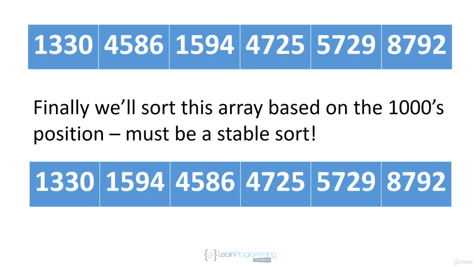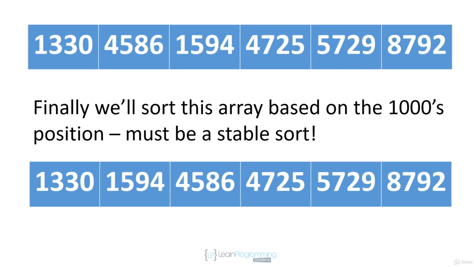Now, maybe you can understand at this point why the sort has to be stable. If it wasn't stable, this radix sort wouldn't work, because at each stage, for example, in this last stage, if 1594 could cross 1330, we wouldn't get the correct sorted order. If 4725 could end up before 4586, we would not get the correct sorted order.